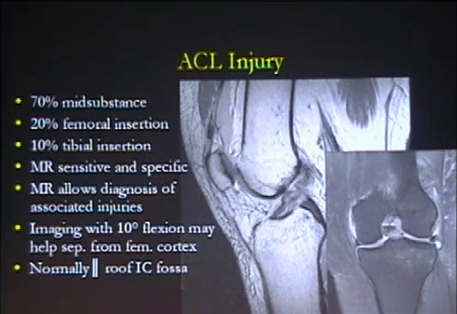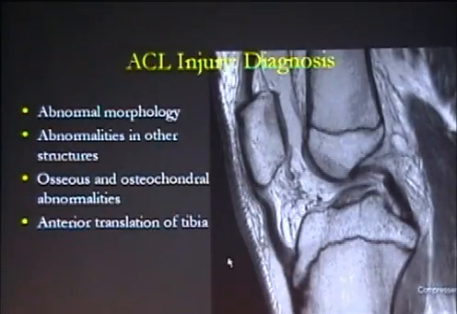Is there a meniscal tear? Is there a fracture? What other things have happened? Because we're not giving them a lot of information when we tell them the ACL is torn. They already know that, in most cases. Imaging with 10 degrees of flexion of the knee may help separate the ACL from the adjacent cortex. It may make it a little easier to see. There are all sorts of different things you can do, but I think for the most part on modern MR scanners it's pretty easy to see the ACL in most cases.